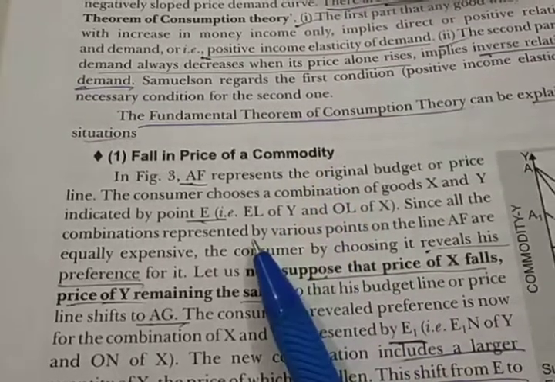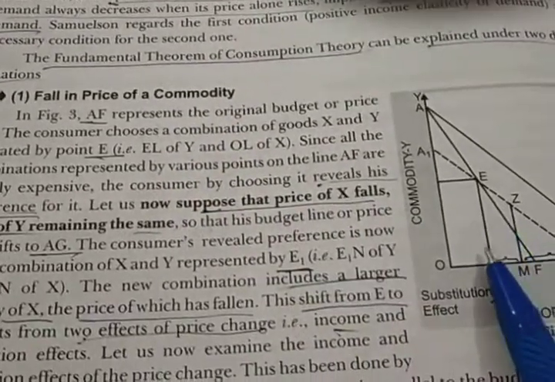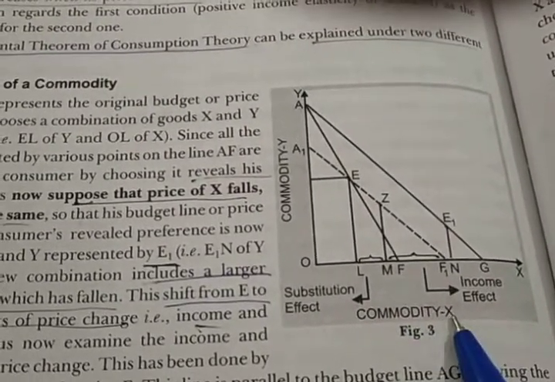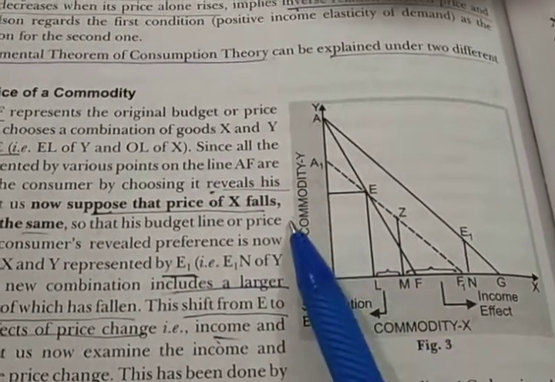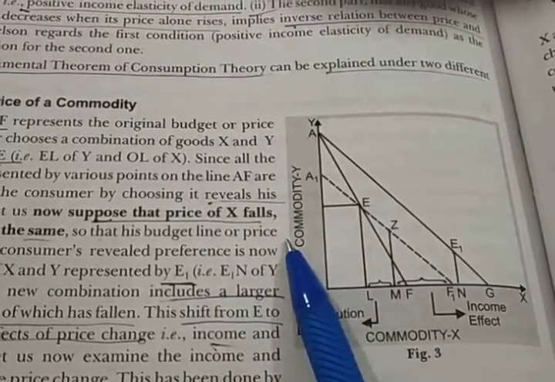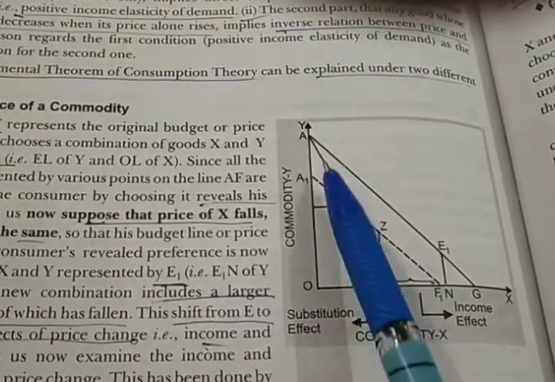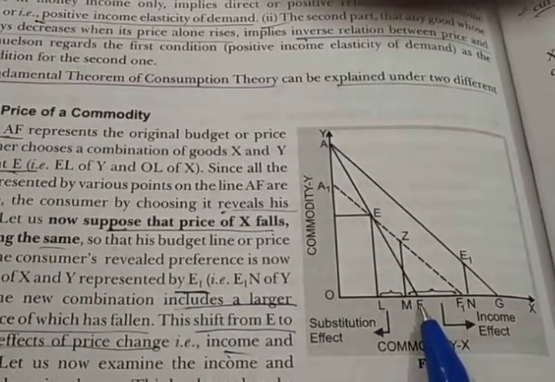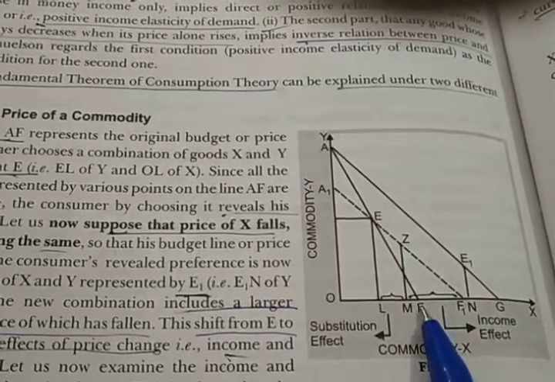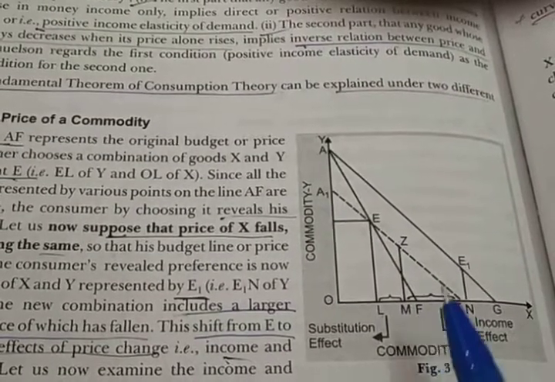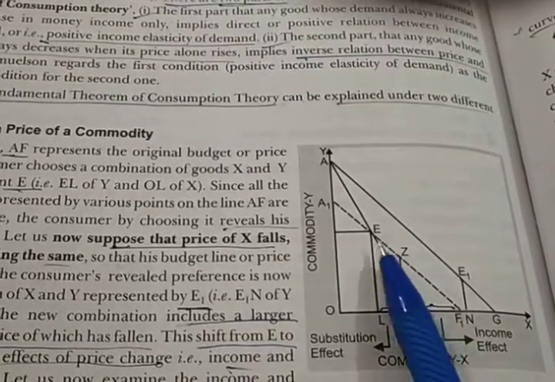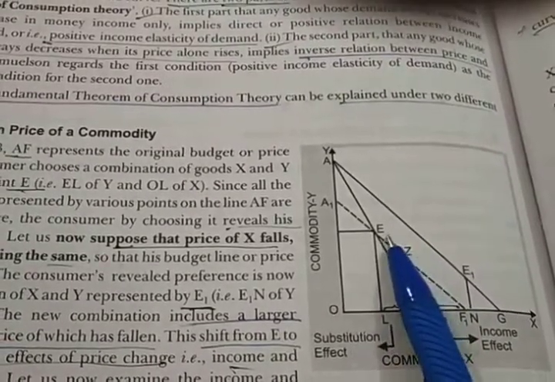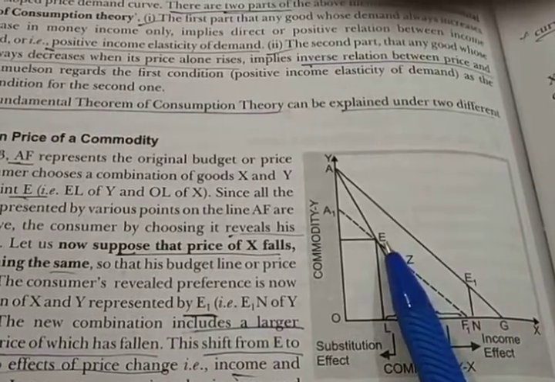We can explain it with the help of a diagram. In this diagram, we have taken commodity X on X-axis, commodity Y on Y-axis. Initially, suppose the price line is AF. So AF is the price line or the budget line originally. On this very budget line, suppose the consumer chooses a combination E.